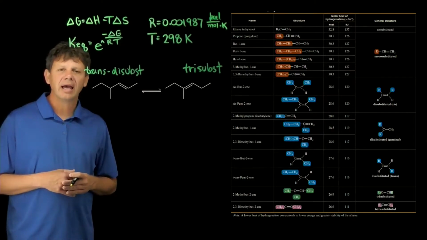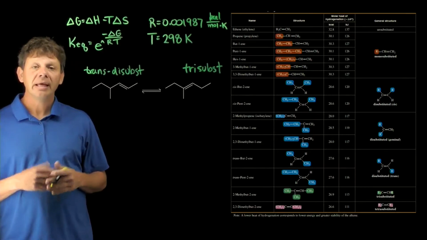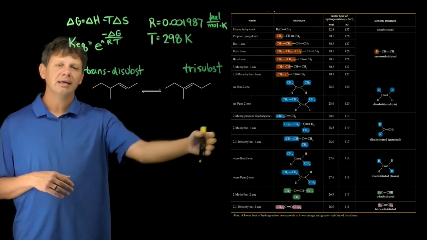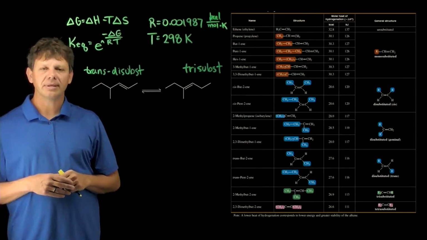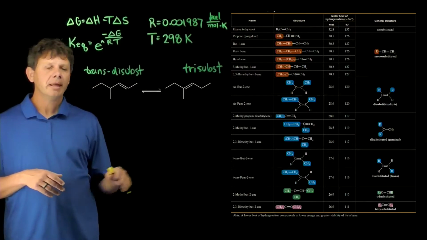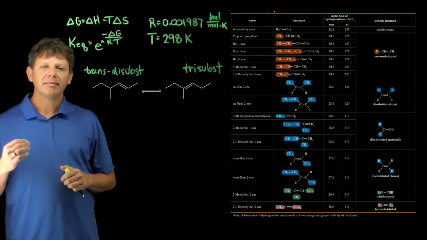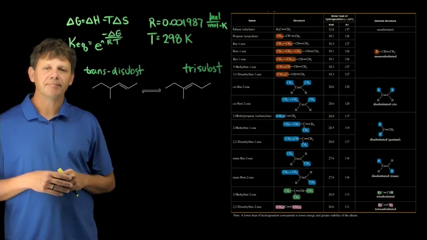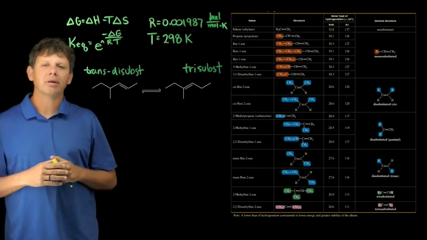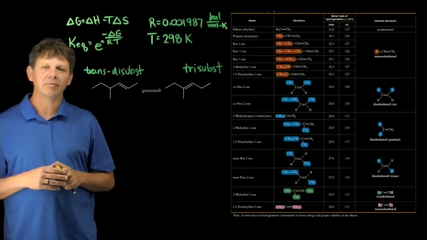In this assessment, we're going to calculate KEQ for the hypothetical equilibrium shown. Essentially, it's the conversion of a trans disubstituted alkene into a trisubstituted alkene. We expect this reaction to have a KEQ greater than 1 because we know that the trisubstituted alkene is more stable than the trans disubstituted. Always make a guess before we start plugging numbers in, and we'll see if we get a value greater than 1 as we solve the problem.